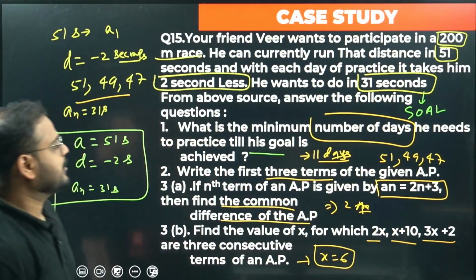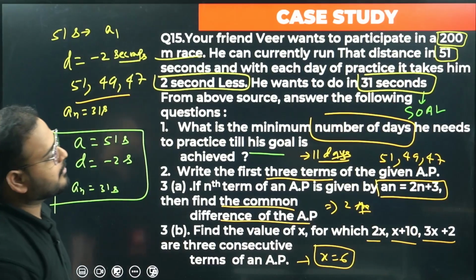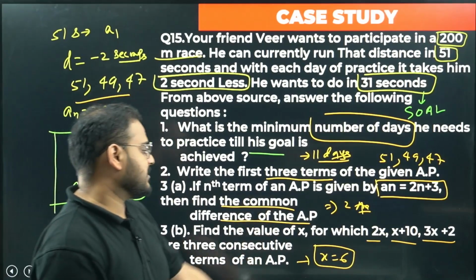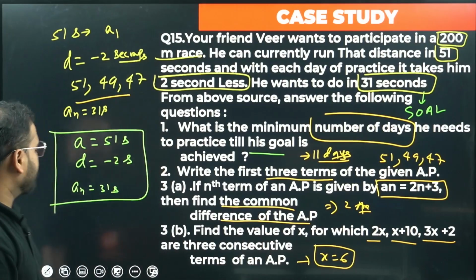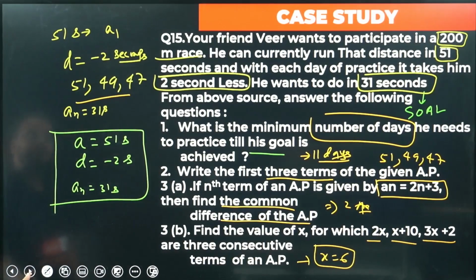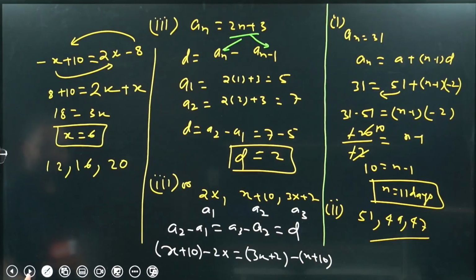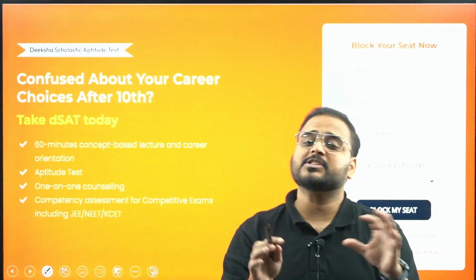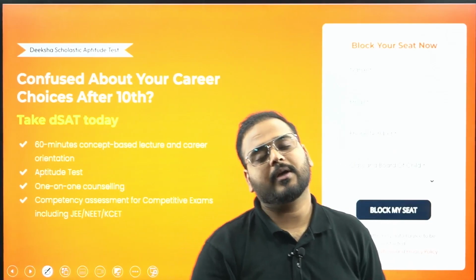Please have a look. First is 11, then 51, 49, 47 for the second part. Third part answer is 2, the common difference. And last is x equals 6. I hope this is visible to you. This completes our session. We have solved a total of 15 very good questions for AP. This completes the chapter also.